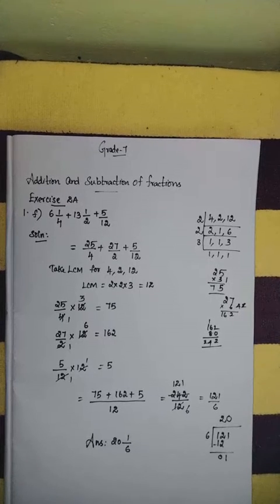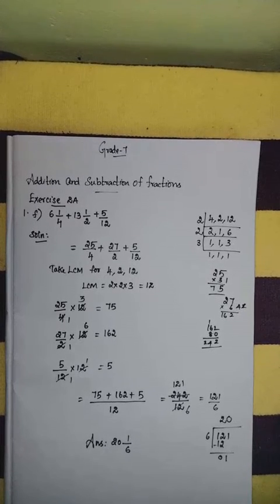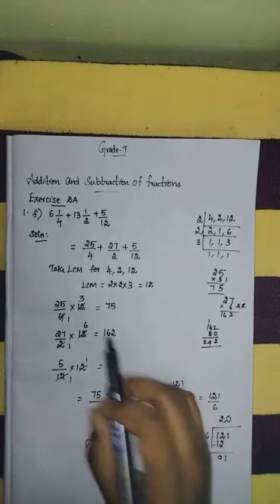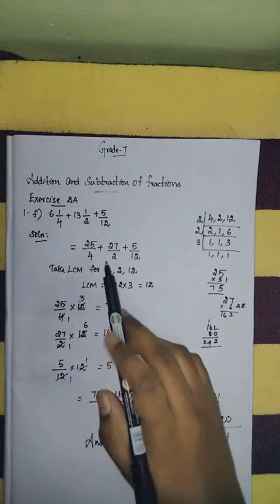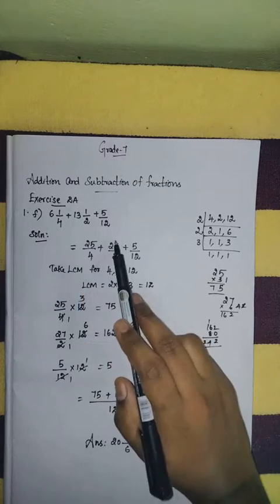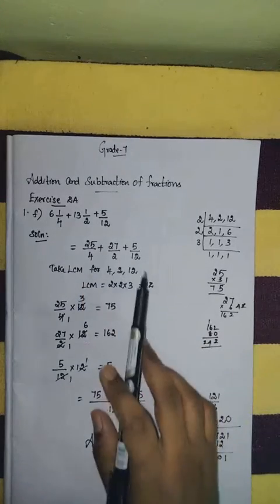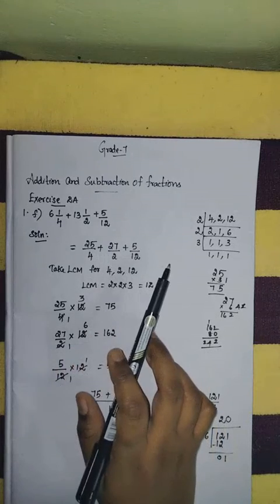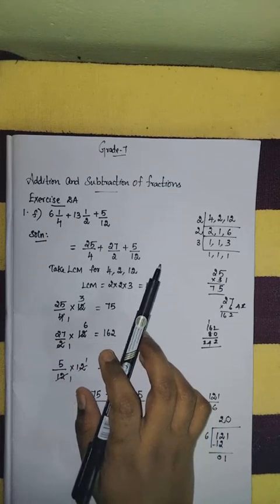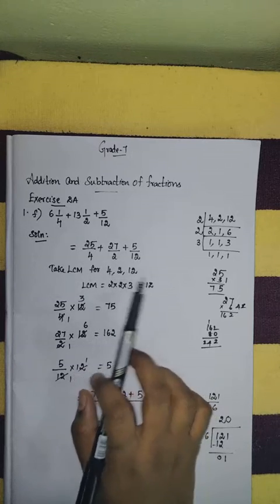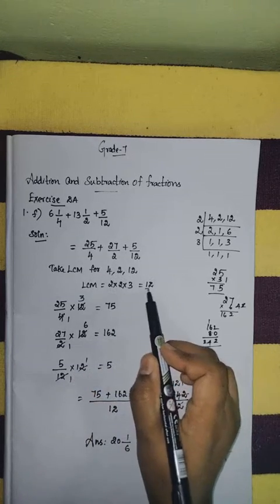So this is addition of unlike fractions. The first step is to convert all the mixed fractions to improper fractions. 6 4s are 24. 24 plus 1, 25 by 4. Then 13 into 2 is 26. 26 plus 1, 27 by 2. Then 5 by 12. Now check the denominators. 4, 2, 12. Denominators are different. So go for LCM. Take LCM for 4, 12 and 2.